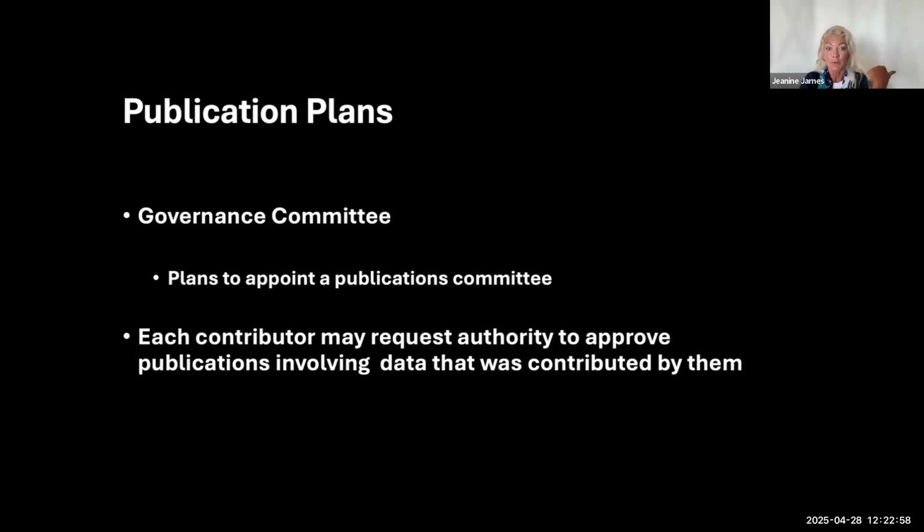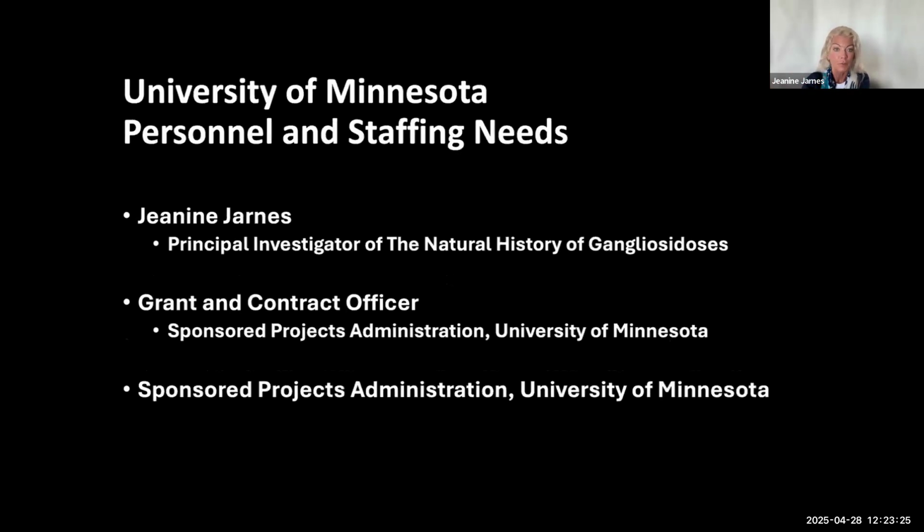Publication plans, again, I was talking about the governance committee. They'll have a publication committee. And I think Krista and Heidi talked a little bit about this, that the contributors can approve these publications. Now, maybe not all contributors care, but I made it really clear in my agreement, I want to be able to approve any publication. I also need to be a co-author. Or if I decide not to be a co-author, I need to be able to make that decision.